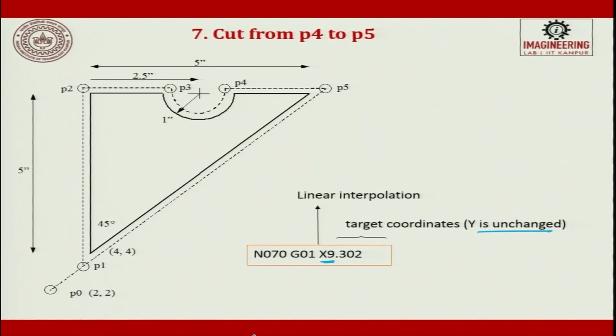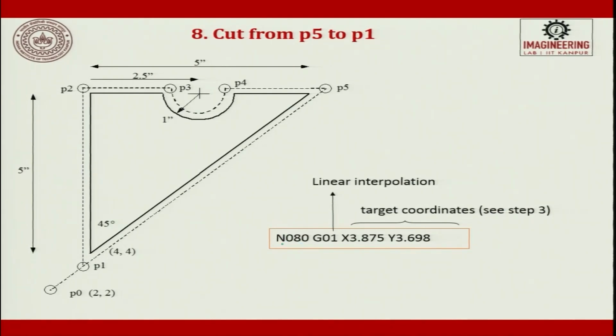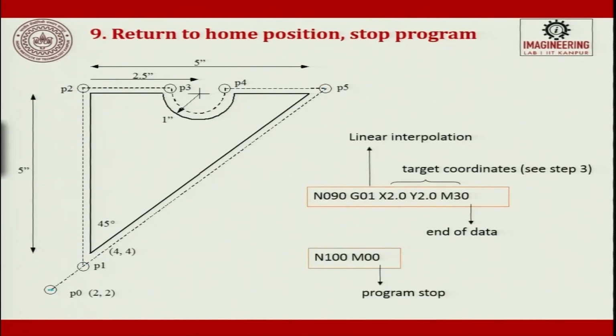Now from here I will have to go again linearly towards the point P1. So, N080, G01. From here I go to this point, x 3.875, y 3.698, which is this point P1. And then from here I will move here. So, it is G01, x2 and y2. I come to this point and I say end of the data and then I say N100 M00 stop the program. So, the complete part is executed in this program.